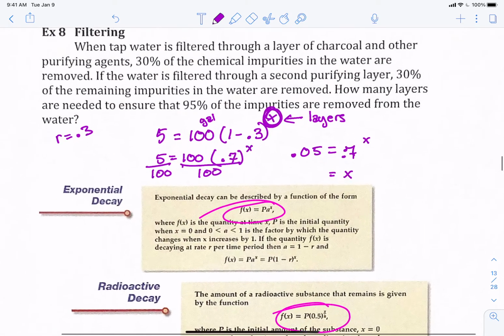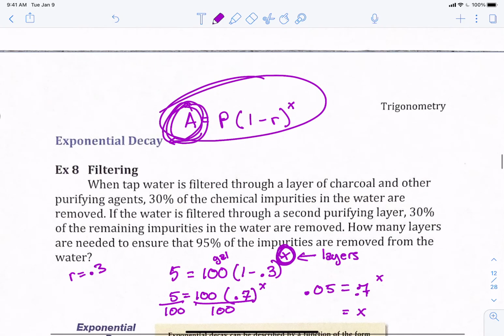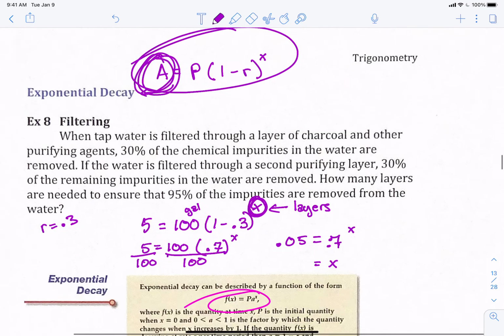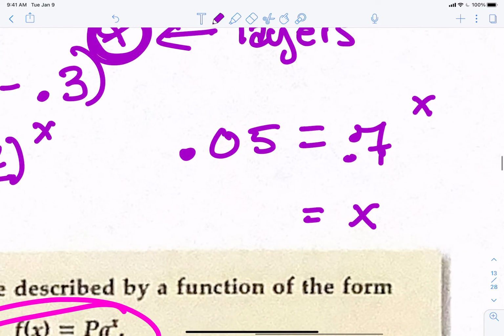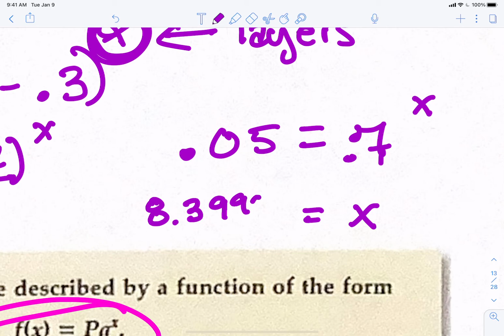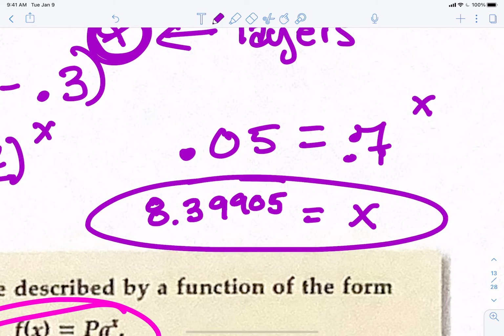Are we going to do this last one? No, I think we're going to stop. And we got it real close? 8.39 is close-ish. Yep. 0.05. 8.39905 is the exact answer. I could keep going on more than that, but that's what it should be, right? Yeah, that's right.